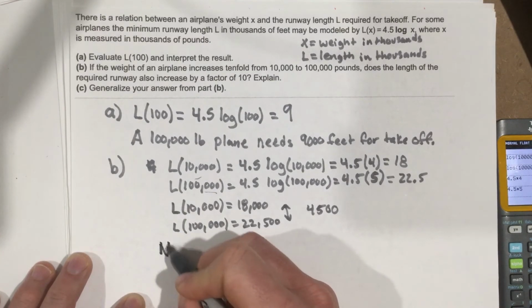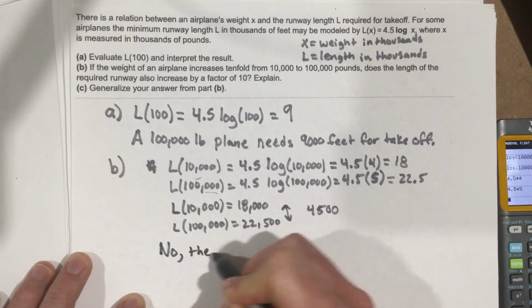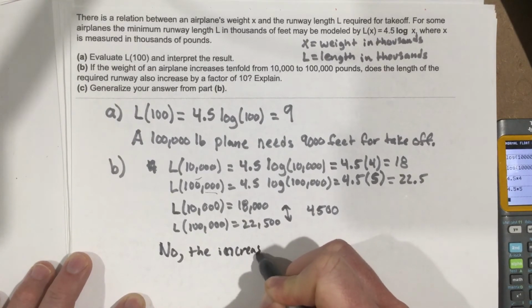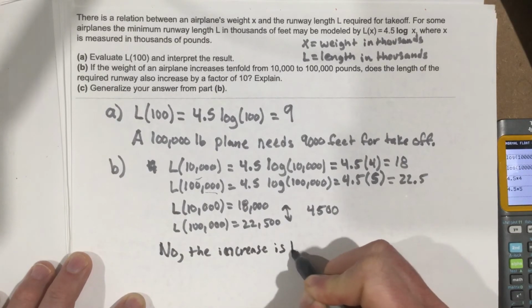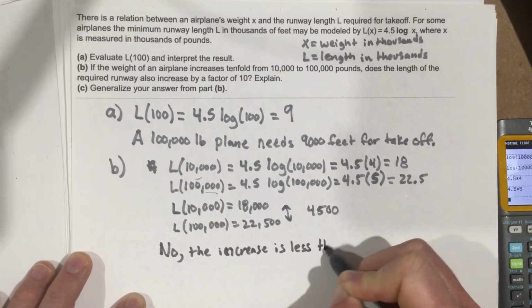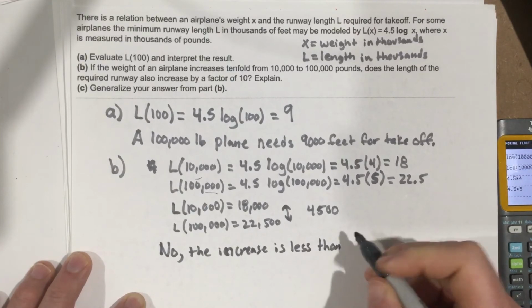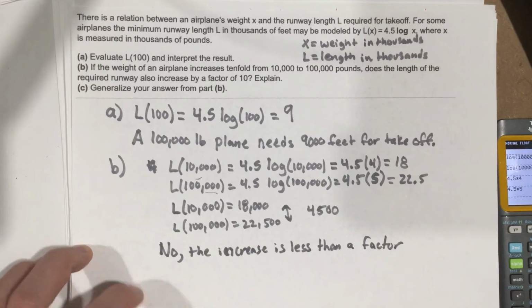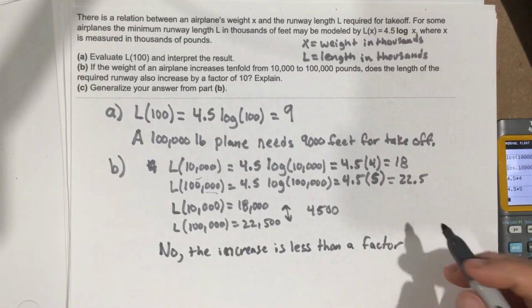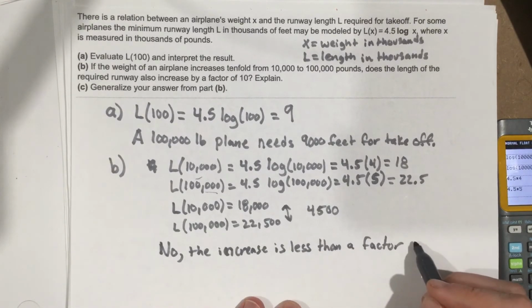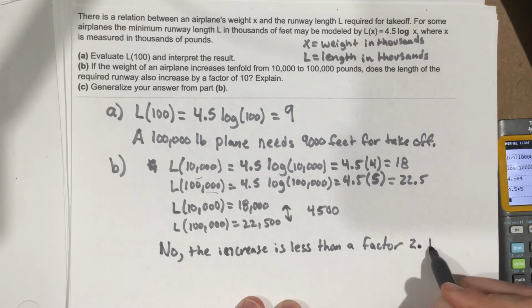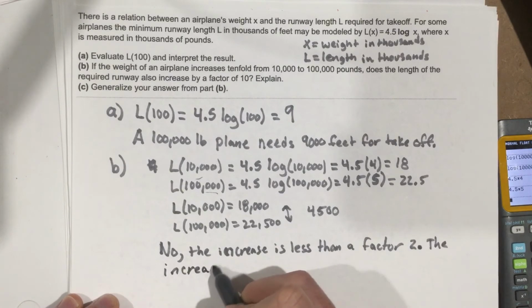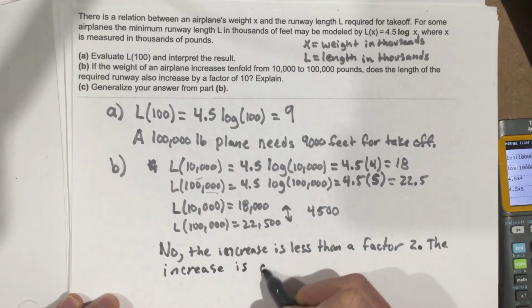So no, the increase is less than a factor of 2, because it's not even double, right? The increase is only 4,500.